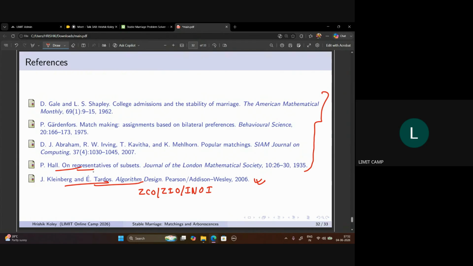And the other ones are some of the places that I borrowed these ideas from. This is the exact paper where Hall first mentioned Hall's marriage theorem. This is Gärdenfors' proof for why a stable matching is a popular matching. This is the paper where Gale and Shapley gave the algorithm. Interestingly, this woman is the only Indian here. She's a professor at TIFR currently, and this is a very interesting paper on popular matchings, and she also has some papers on arborescences.